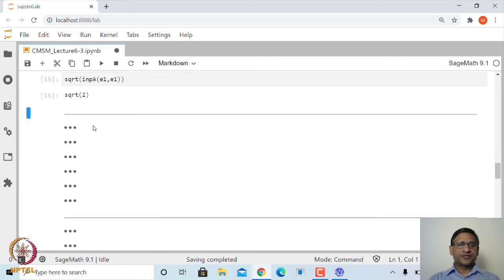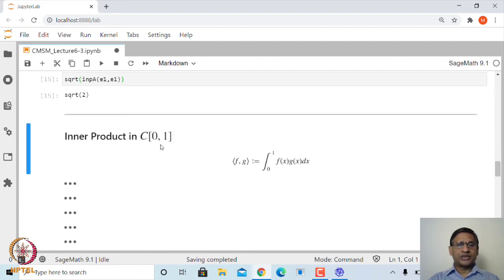Let us take another example. Let us look at this vector space C[0,1], the set of all continuous functions on the closed and bounded interval 0 to 1. We have seen that this is a vector space over R.